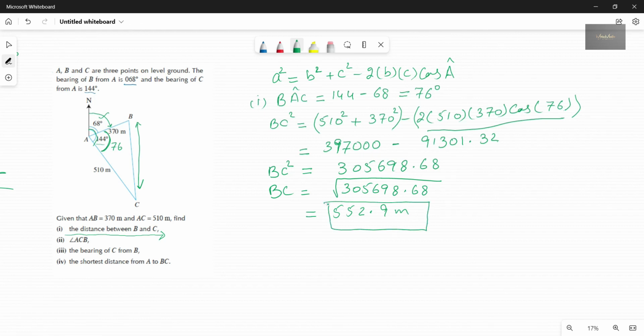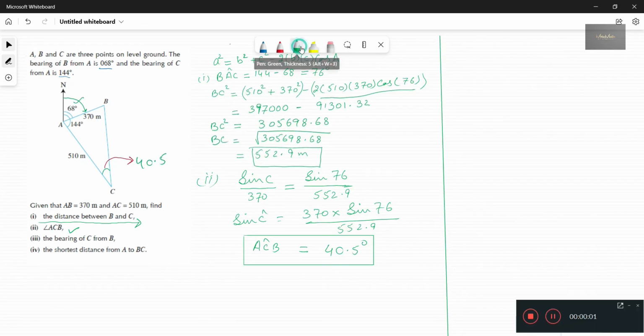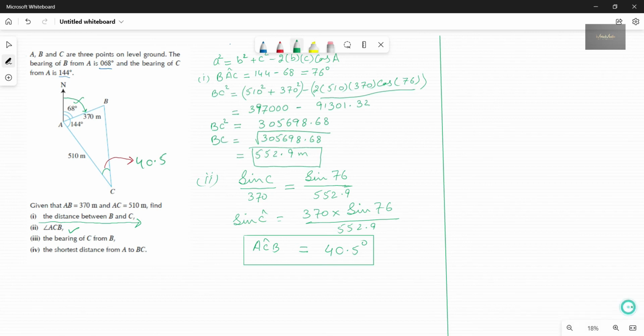So that was our first part. Now we are coming to the second part, angle ACB. Alright, so we have the next part, which is the bearing of C from B. Now in this question this is the bearing part, right? Okay, so let's start the working. Third part.